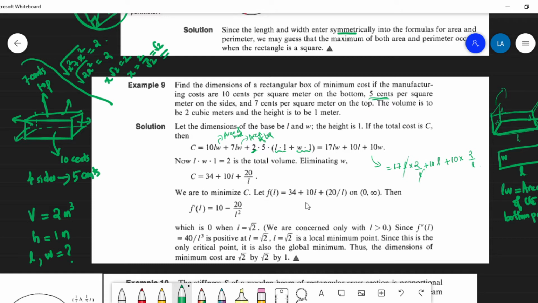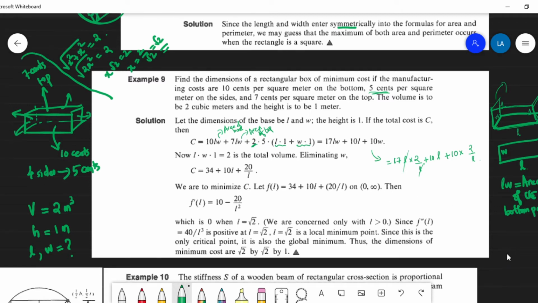And we know that that is equal to 34 plus 10L plus 20 divided by L. And definitely a cost will be a positive quantity, and that will vary inside the open interval 0 to infinity. Since it's a positive quantity, we can say that the range is coming from 0 to infinity.